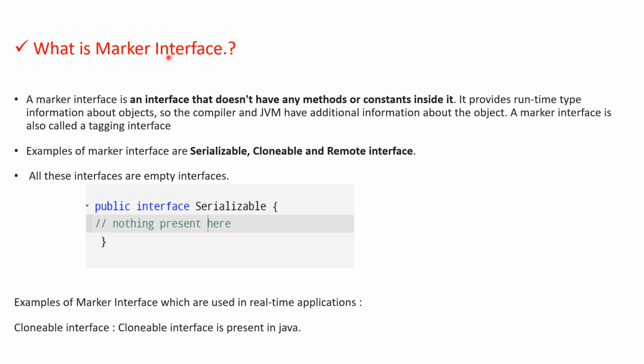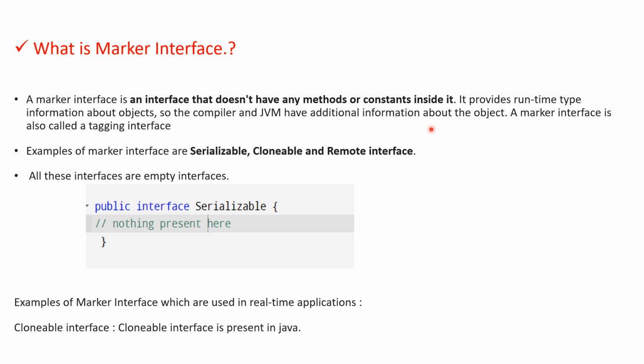So before seeing the marker interface, we should know about interface. What is an interface in Java? To achieve mainly abstraction in Java, we have the interface. And now, what is a marker interface? A marker interface is an interface that doesn't have any methods or constants in it.